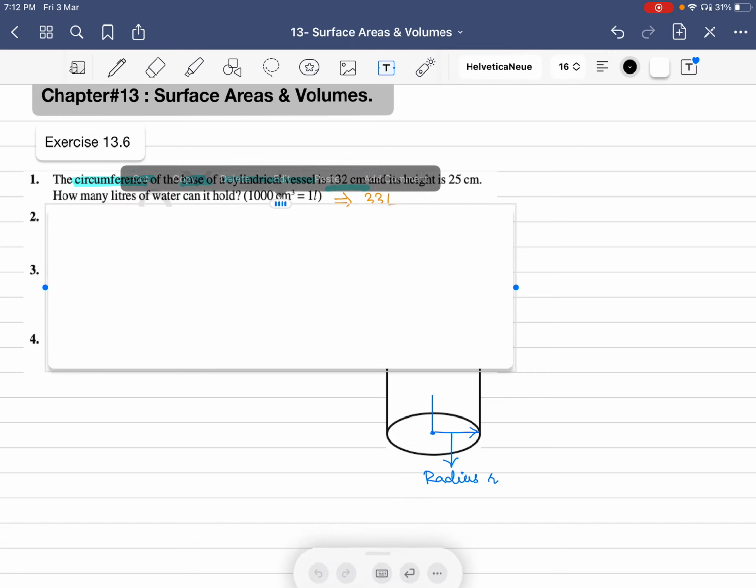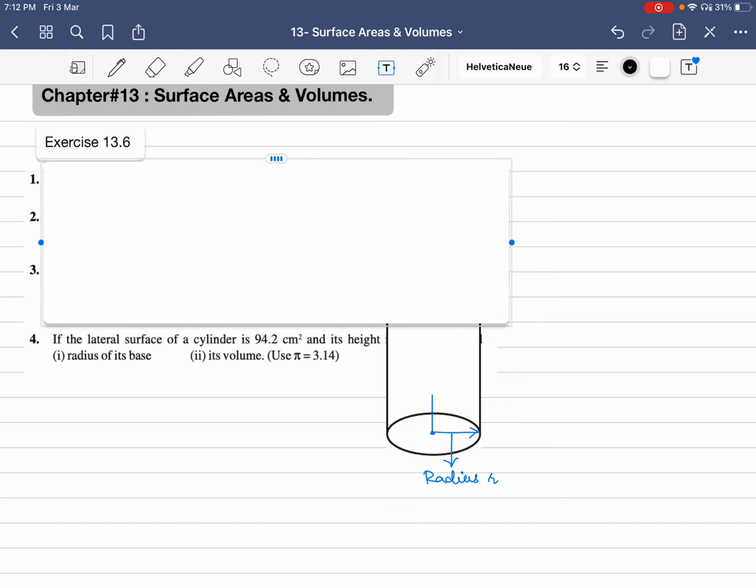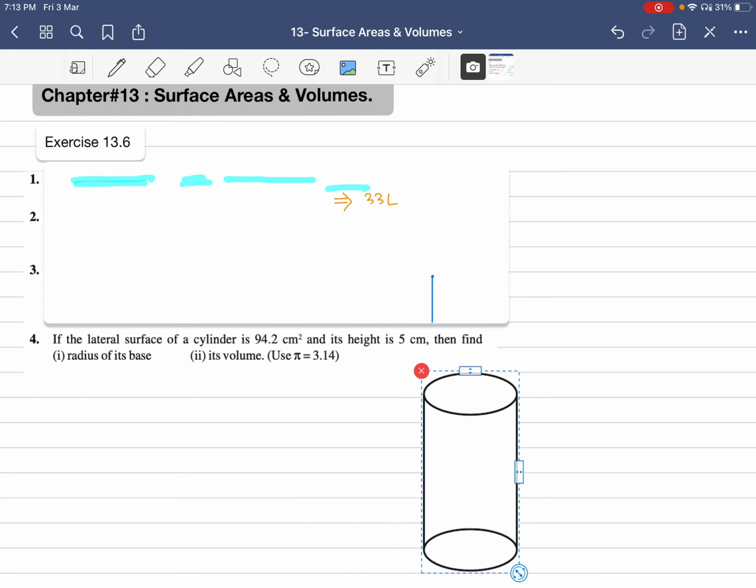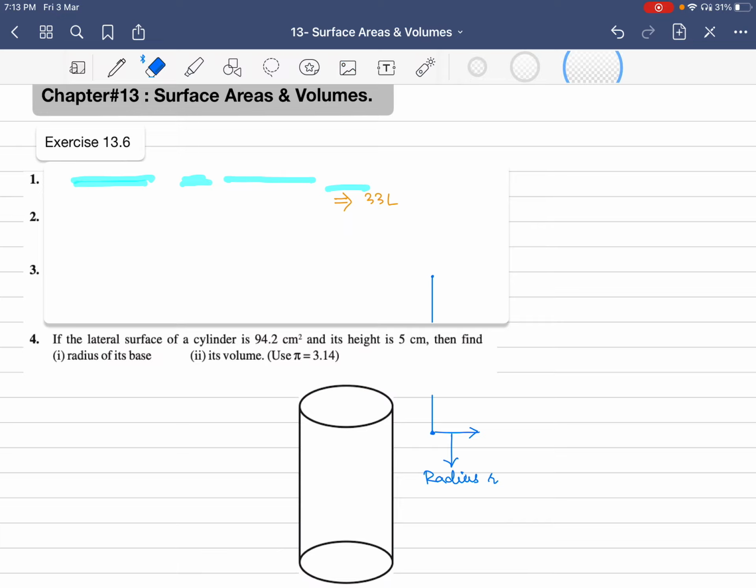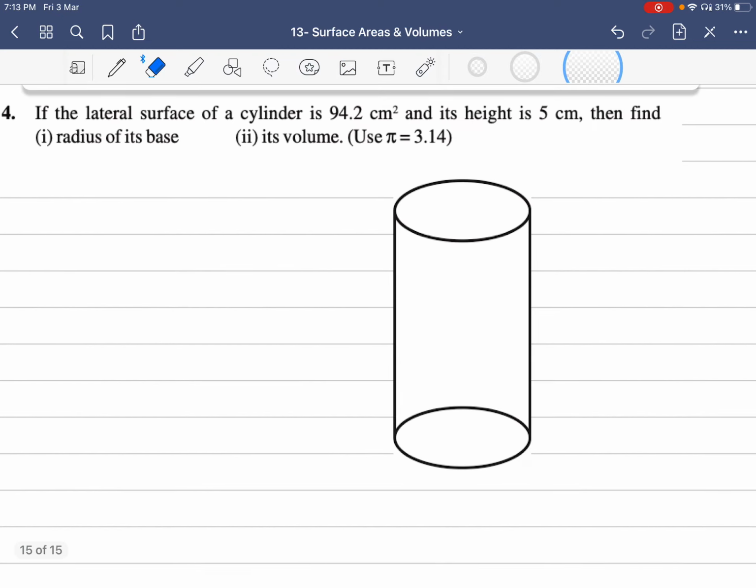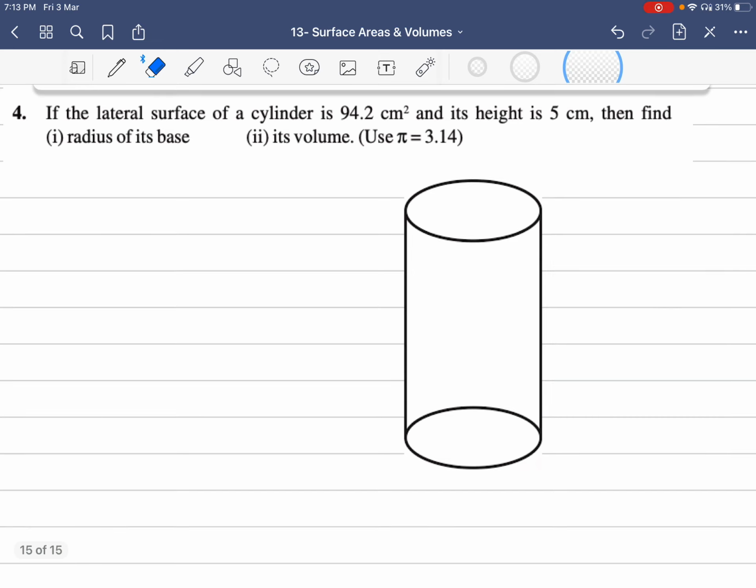Now we'll see the fourth problem in this video, and then we'll go to problem number 2 and 3. So once again, this is our cylinder. We'll try to get it down here, and let's erase these things. Okay, so now let's zoom in and focus on problem number 4, which is also quite a simple and straightforward problem. We have to just apply our formulas.